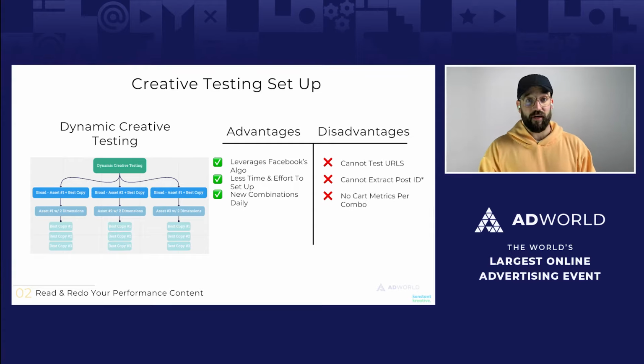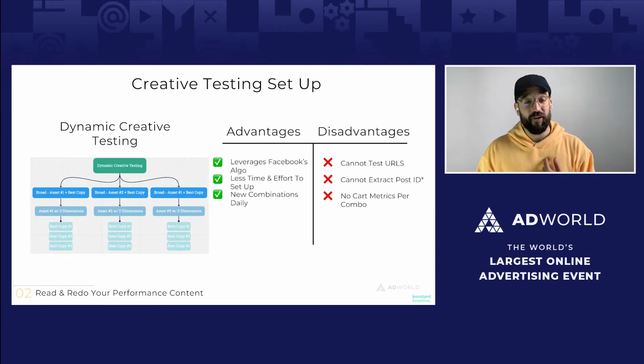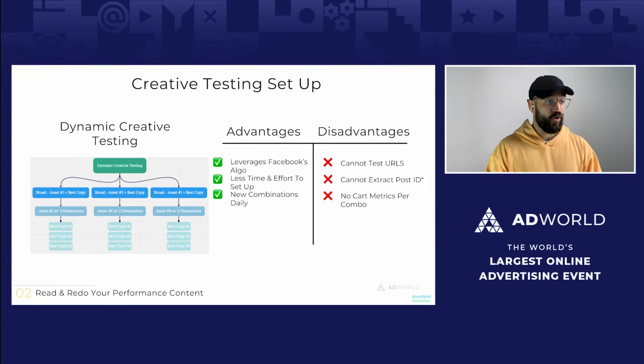And you can't extract the post ID. It's October right now. I haven't found a way to get the post ID. You used to be able to do this, but you can't do it anymore from what I understand. If I'm completely wrong, if you found a way to do it, hook me up. I need it. My team needs it. Please help me out. And lastly, you don't get any carts. You can't really understand what combination is there.